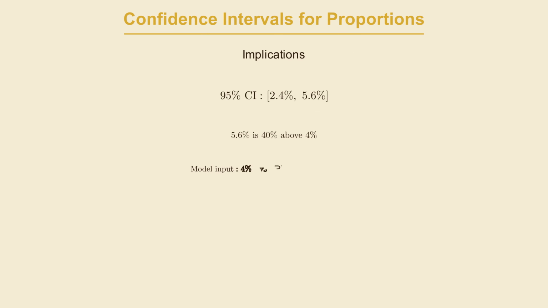A credit risk model that plugs in 4% as a fixed input is pricing in less default risk than the data actually support at the upper end of the plausible range. So any credit risk model might actually be severely underestimating how bad things could go if the true proportion is in the upper end of that range.